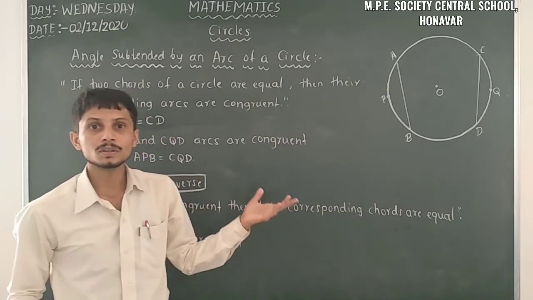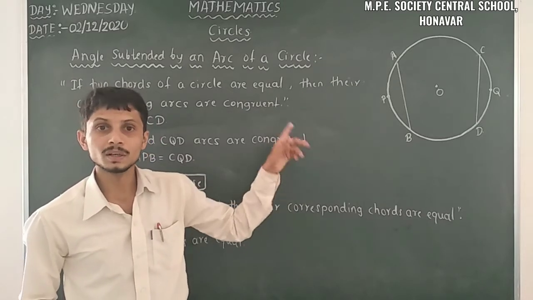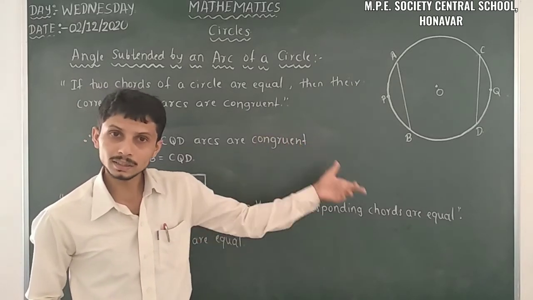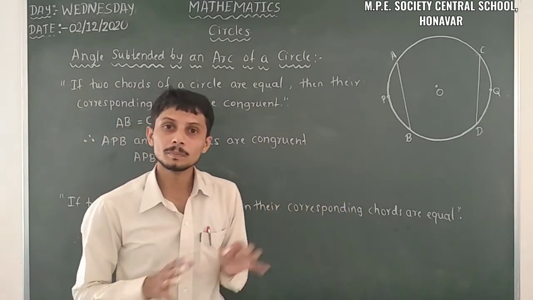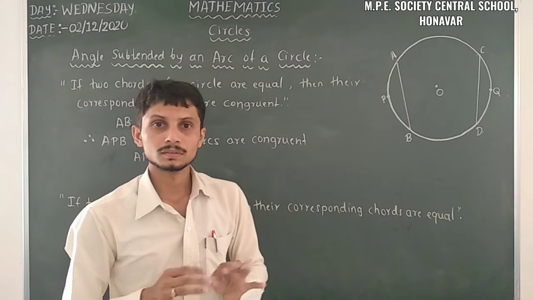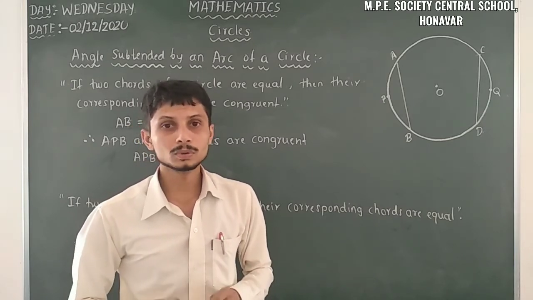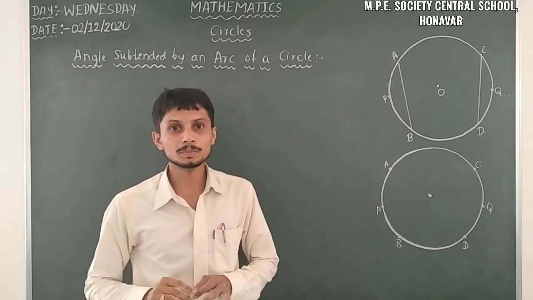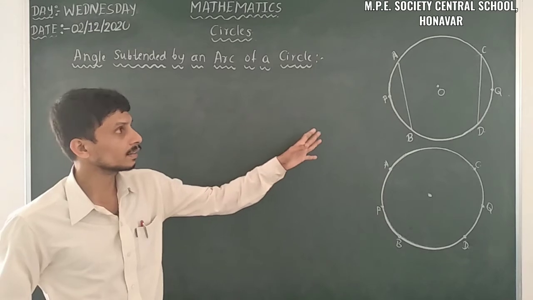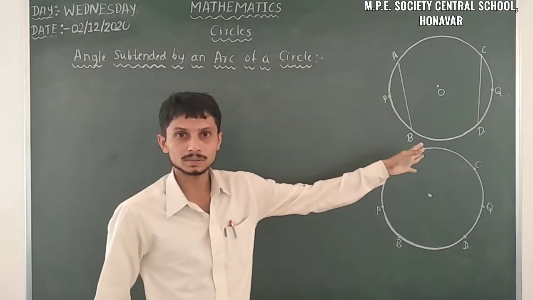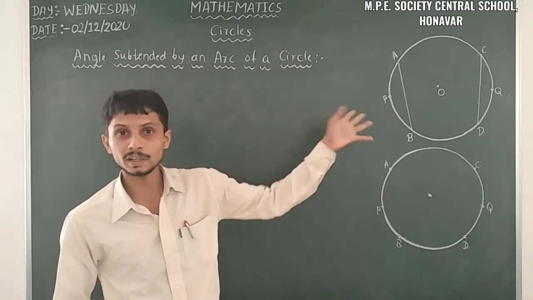So when we have equal arcs and draw a chord using those arcs, those chords are also equal. This is the meaning of these statements. With the help of these we have to prove some of the theorems. Let's take the next part, angle subtended by an arc of a circle. We already learnt that when we have equal chords inside a circle, the two corresponding arcs are equal.